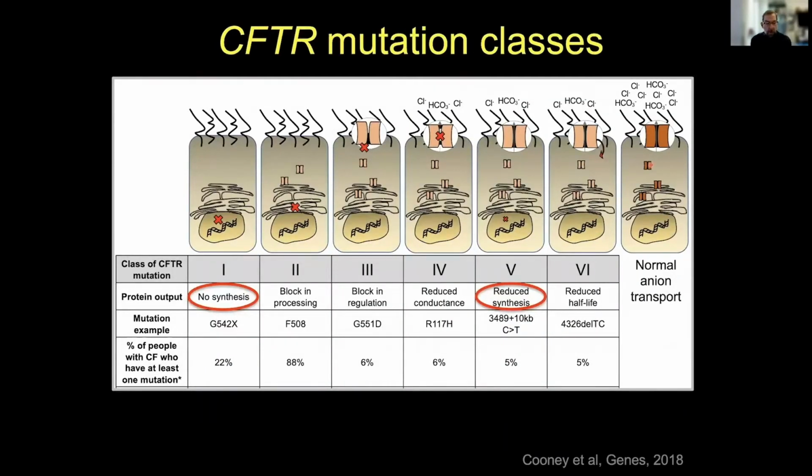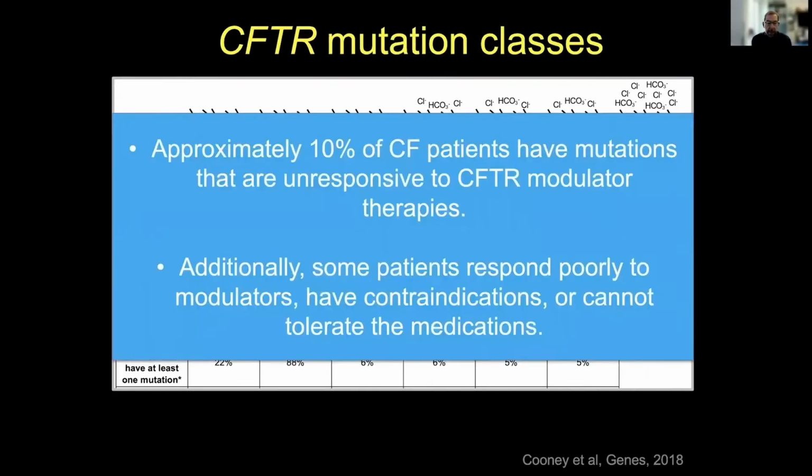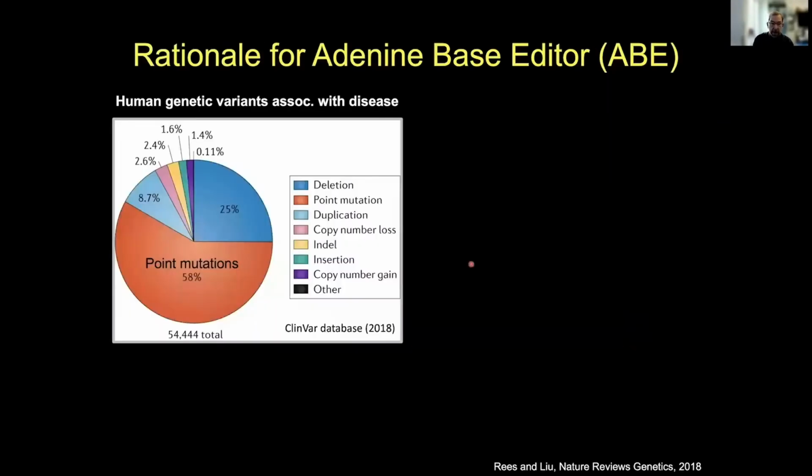A goal of our work is to address unmet needs for certain CFTR mutations. For the purposes of this talk, I'll focus on nonsense mutations. Approximately 10% of CF patients have mutations that are unresponsive to current modulator therapies, and in addition, some patients respond poorly to modulators, have contraindications, or cannot tolerate the medications.